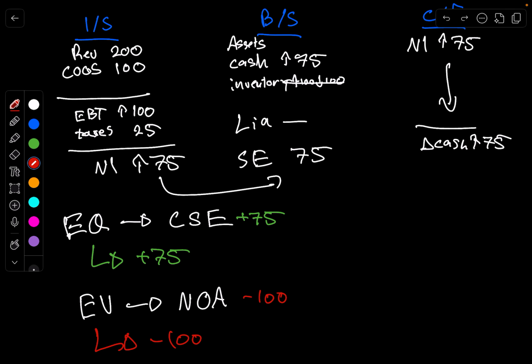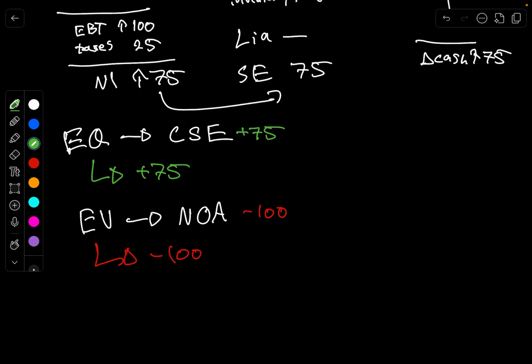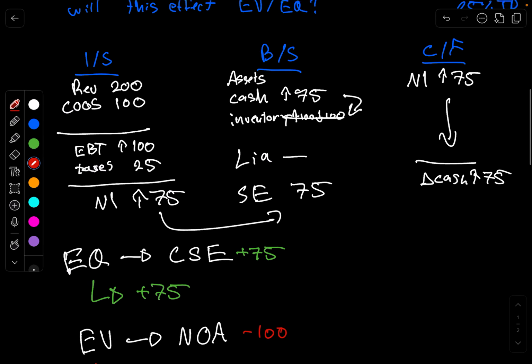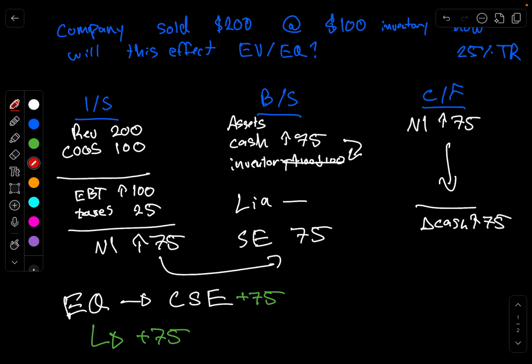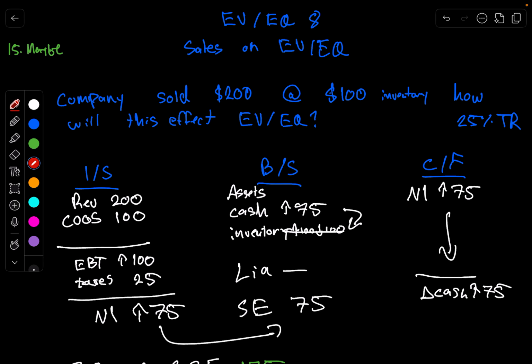Now let's say that the question says, okay, so it went down by 100. Well, let's say that they reinvest this cash into inventory. So they put this cash back into inventory, then that would be a plus 75 to our net operating assets, giving us a minus 25 in terms of our enterprise value. So a bit confusing, and you have to make sure that you're really particular about it. But overall, that's how a sale or a purchase of inventory affects your enterprise value and your equity value.